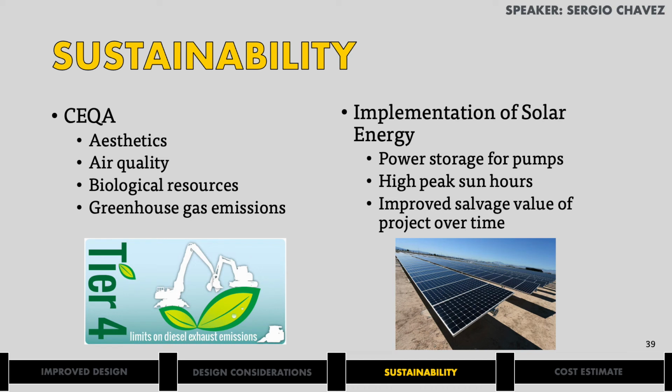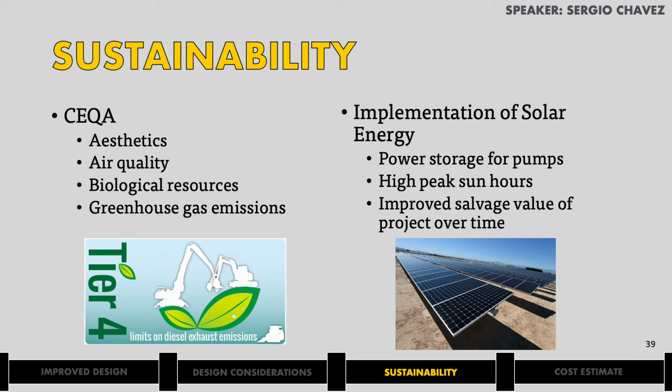Air quality during construction will be controlled via dust control and additional landscaping after construction. The biological resources in the area, which include endangered species and nutrient-rich topsoil, will be preserved or moved during construction and reintroduced once the project has been completed. Lastly, the use of Tier 4 equipment as well as scheduling work hours will minimize greenhouse gas emissions.